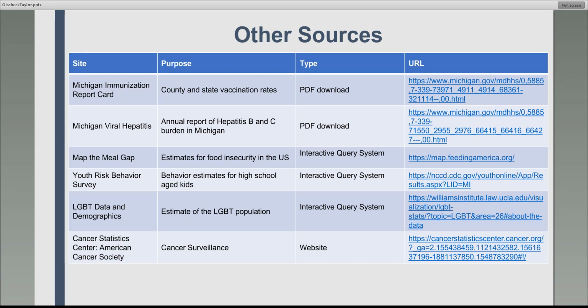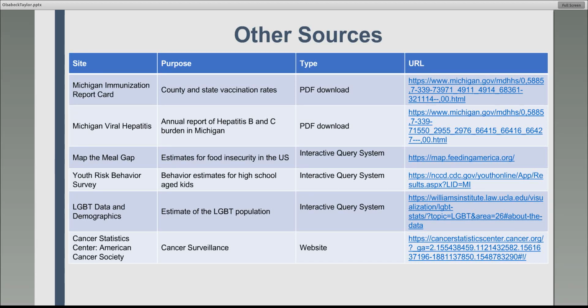The Michigan Viral Hepatitis Program puts out an annual report on hepatitis B and C burden in the state, and it also has some data specific to liver cancer that is included in that annual report. So both of those are michigan.gov pages.